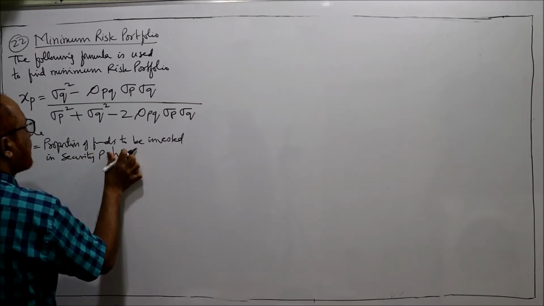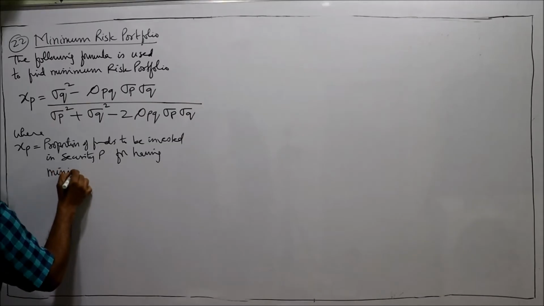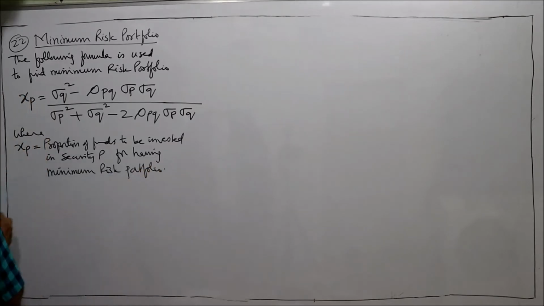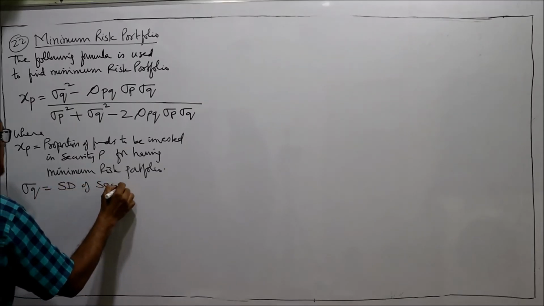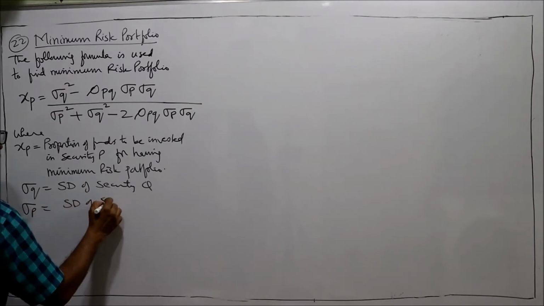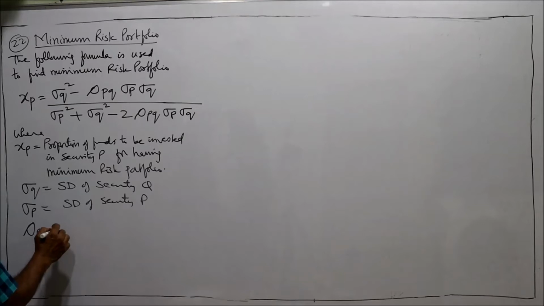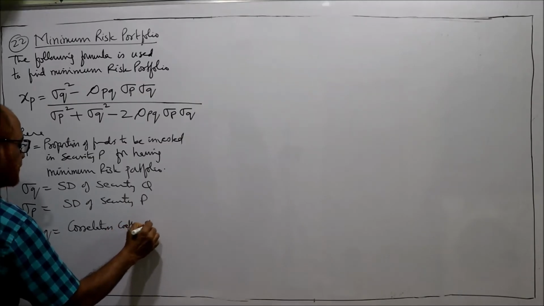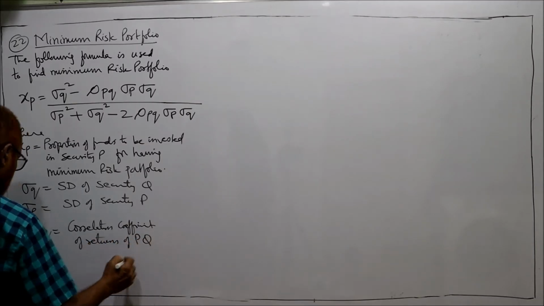for having minimum risk portfolio. Standard deviation of security Q, standard deviation of security P, rho PQ, correlation coefficient of returns of PQ.